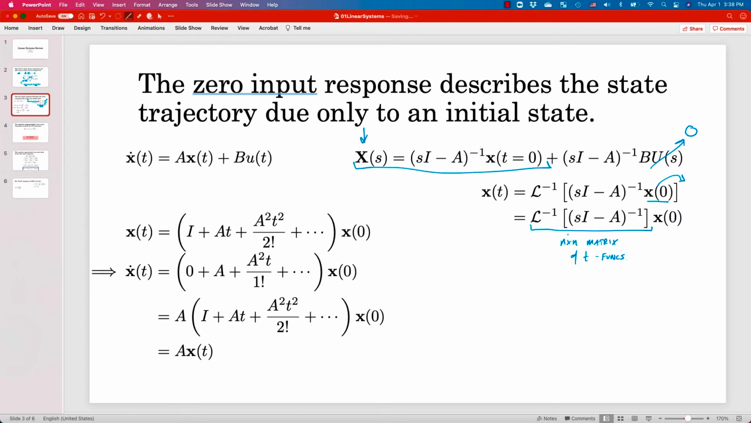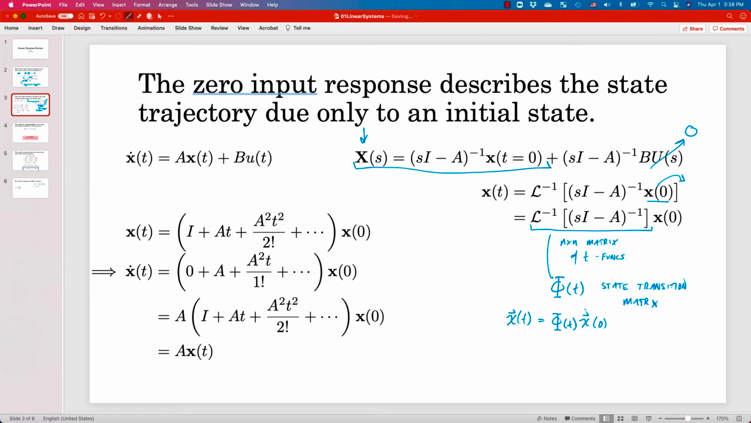In fact what is commonly done is this inverse Laplace of an sI minus A inverse is given the symbol big phi of t. That's called your state transition matrix. And it's simply defined as the inverse Laplace transform of sI minus A inverse. Okay, so what we've just shown is that if we knew the state transition matrix, we could multiply it by our initial state, and we would get the state at any given time.